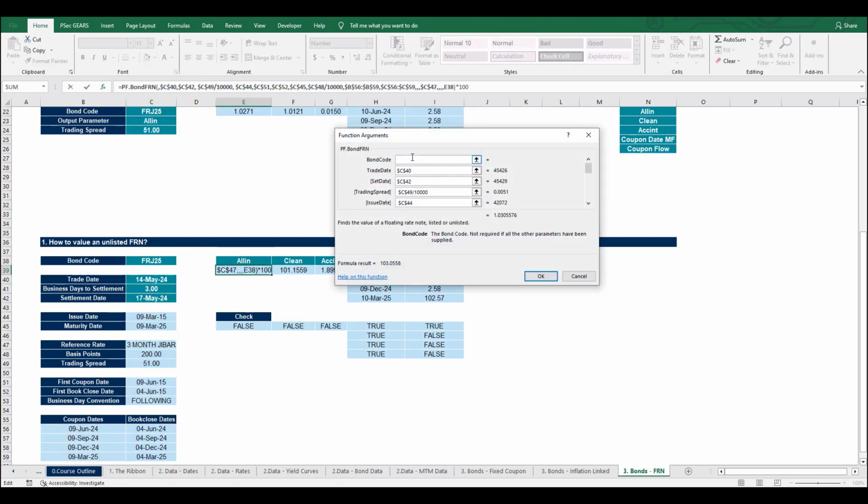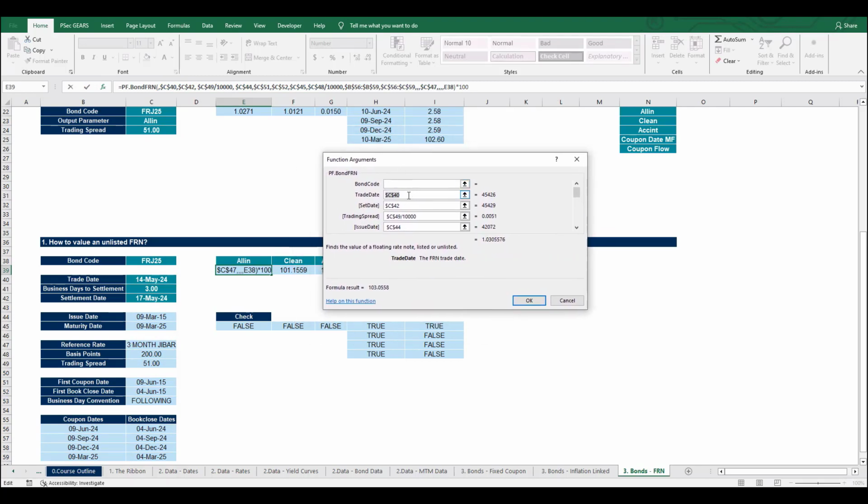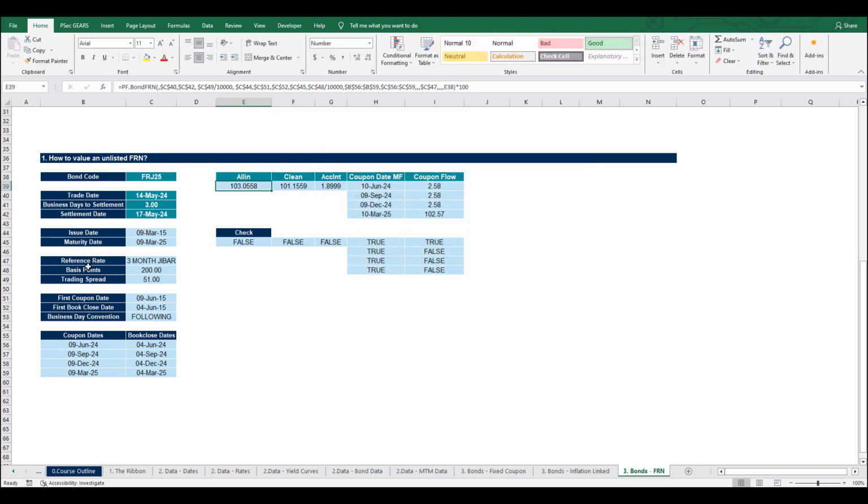Let me actually open up the function arguments window. We don't supply a bond code. We do supply a trade date and a settlement date. Again, settlement date isn't strictly necessary because we are providing a trade date. We're providing a trading spread, and this is reading up from over here. So we are actually providing the function with this data.